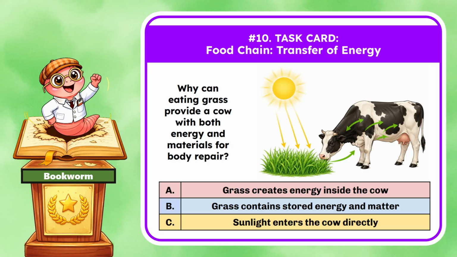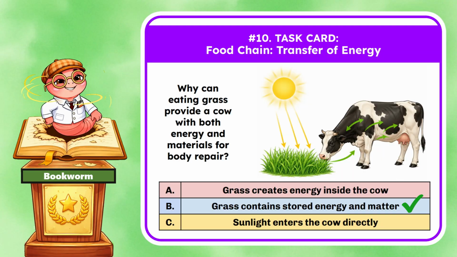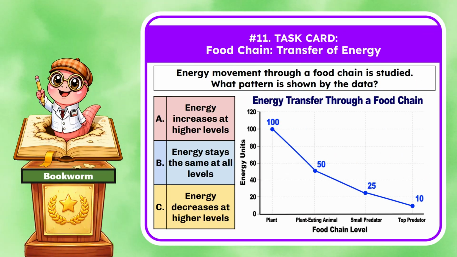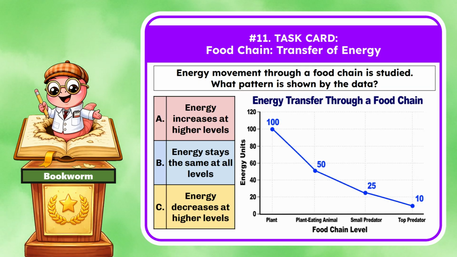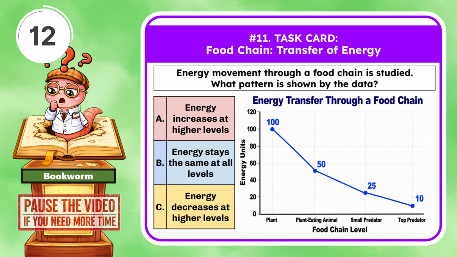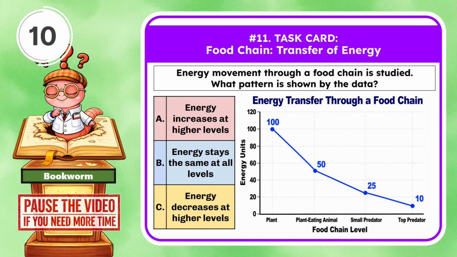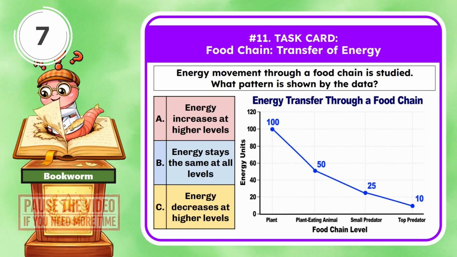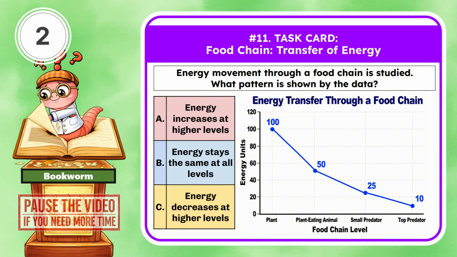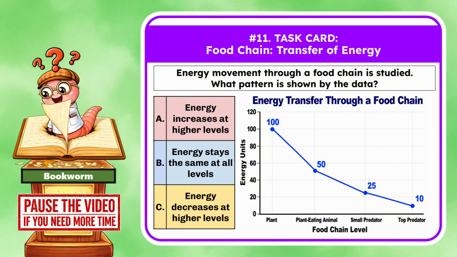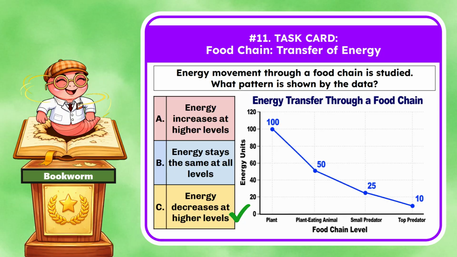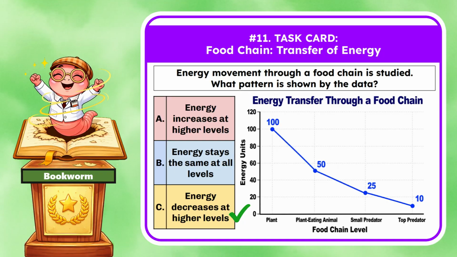And the correct answer is letter B. Grass contains stored energy and matter. Energy movement through a food chain is studied. What pattern is shown by the data? And the correct answer is letter C. Energy decreases at higher levels.